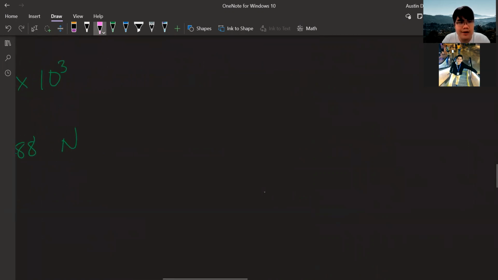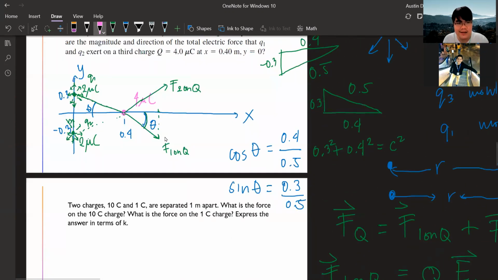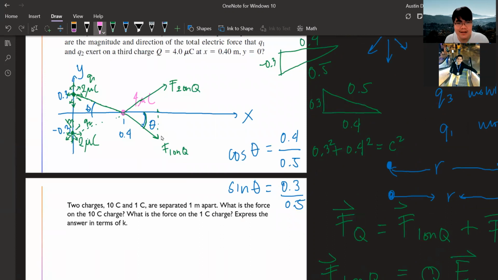So, sulat lang ulit natin. F1 on Q cosine theta, okay, is just yung 0.288 mo. 0.288 newtons. Tapos, multiplyan mo no cosine theta mo. Dahil yung cosine theta kasi, cosine theta nga, sabi natin, ito sila. 0.4 and 0.5. Okay? Kuha ba? Okay.